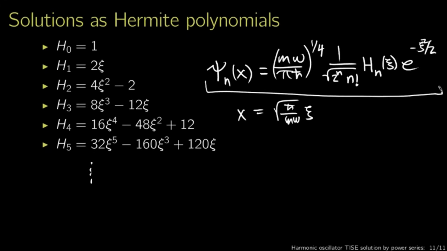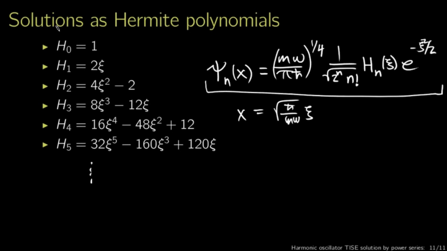And this is our general expression of the stationary state wave functions resulting from power series analysis, expressing them in terms of Hermite polynomials instead of in terms of ladder operators acting on the sort of lowest energy, the ground state, the first solution, the lowest energy solution. So that's the power series solution to the time-independent Schrodinger equation for the quantum harmonic oscillator.